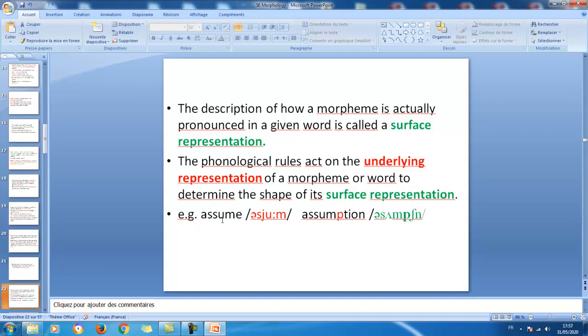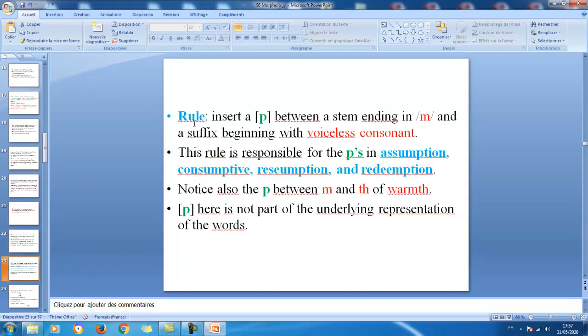because we have derived the noun from the verb here. Now it seems here we have got a rule that can help us understand what is going on there. Why do we add p there? We have got a rule. The rule says insert a p, this sound, between a stem, the stem here is to assume, between a stem ending in m and a suffix beginning with voiceless consonant.